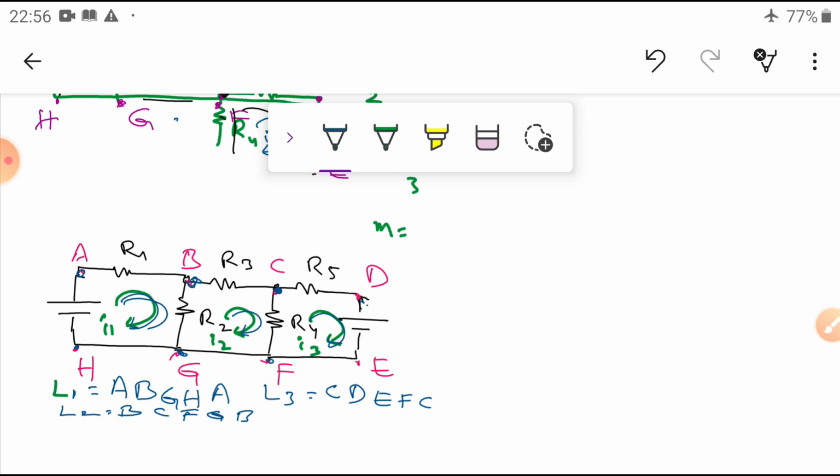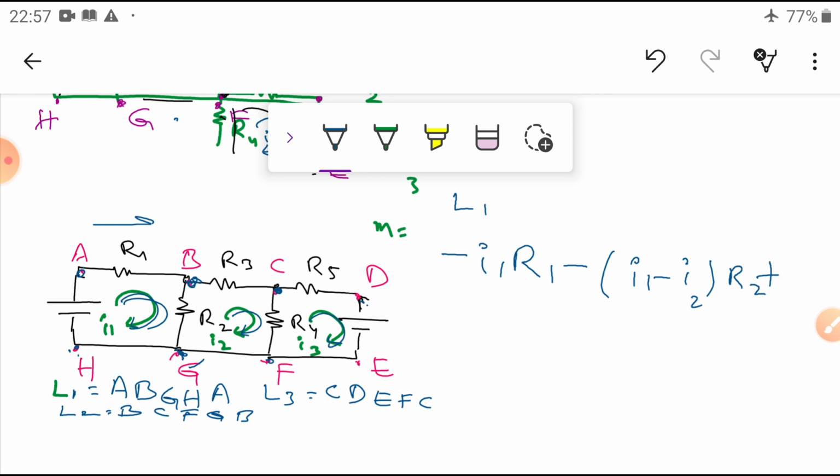Now, the loop 1 equation. Can I write loop 1? So here apply this. From A to B, I take the current I1, the branch current flowing through R1, and you take the minus value: minus I1 R1 drop. Next, B to C. The current flowing here: I1 is coming downward, I2 is going forward. What is the resistance? R2. Now G to H, no resistance, no drop. Now H to A, minus to plus.